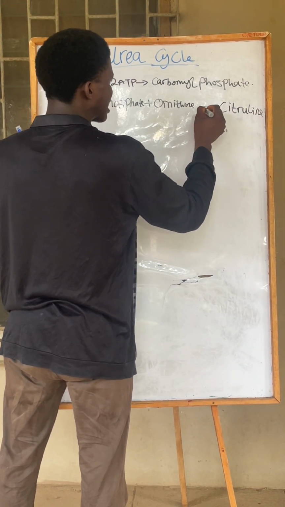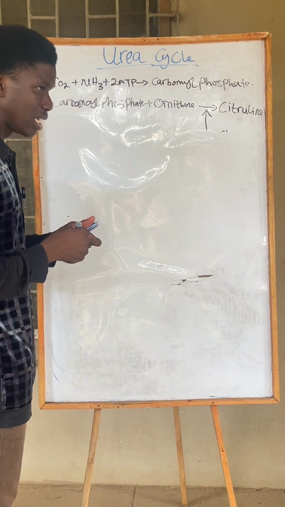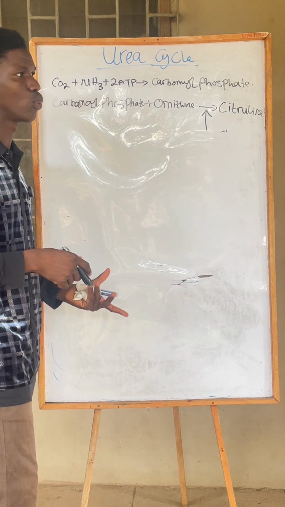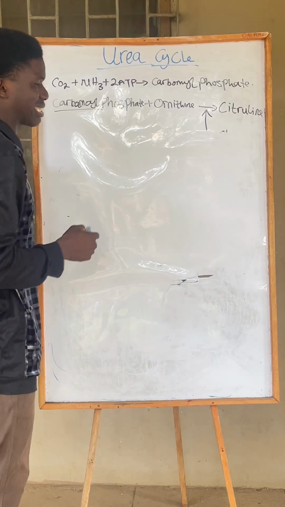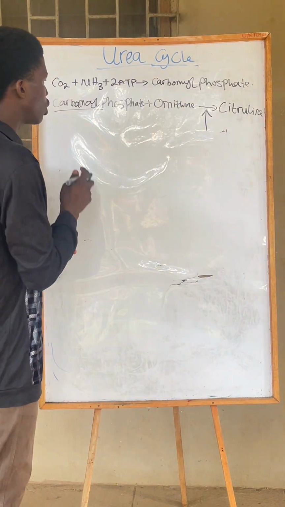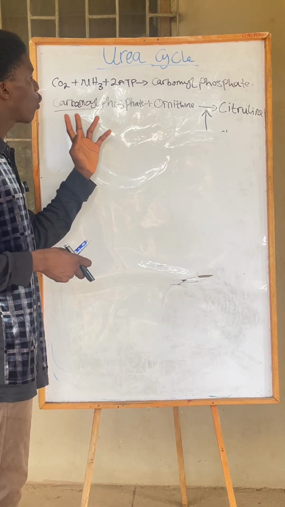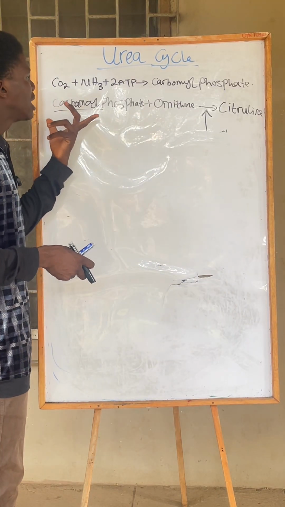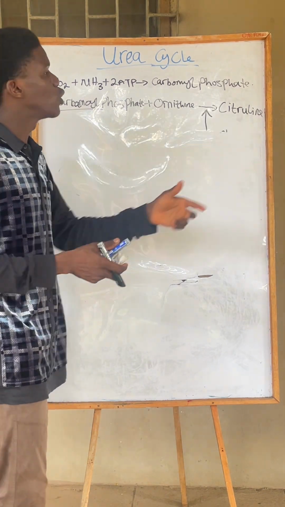Now this also has an enzyme. What is the name of the enzyme? You will notice that what we actually did in the last reaction I showed you was that we transferred the carbamyl part to ornithine. We did not transfer the whole carbamyl phosphate because we dropped the phosphate. We transferred the carbamyl part to ornithine.